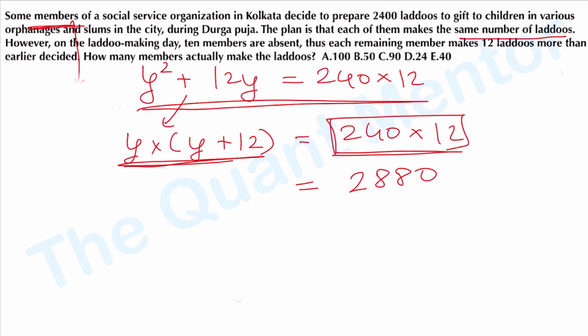So let's factorize 2880. We try by putting y as 12. If you put y as 12, it will be very small.